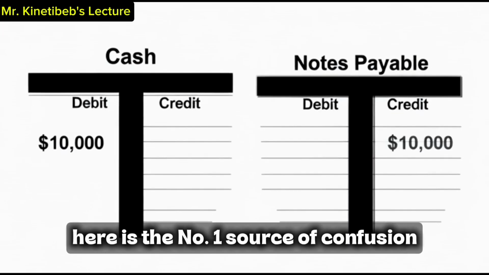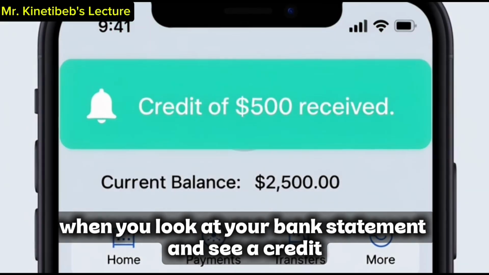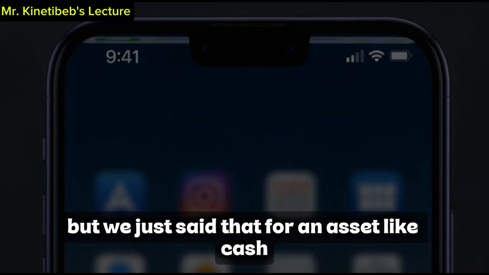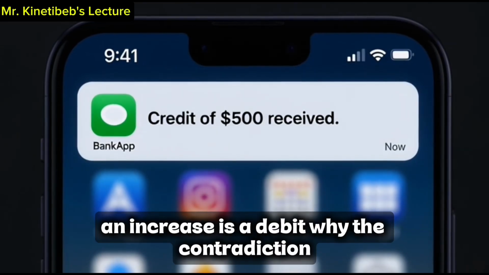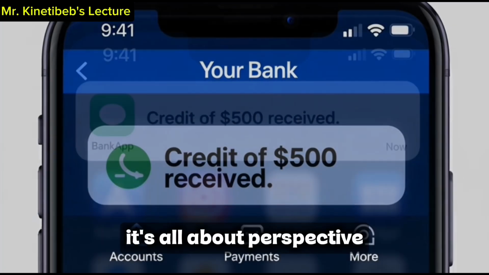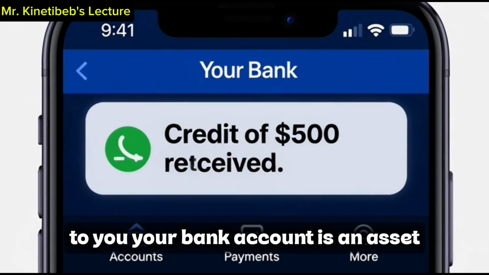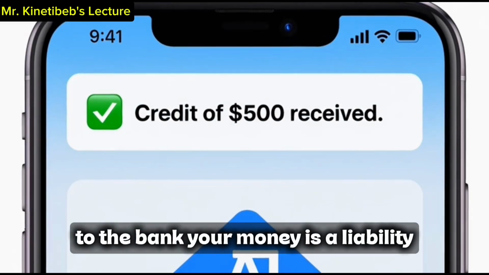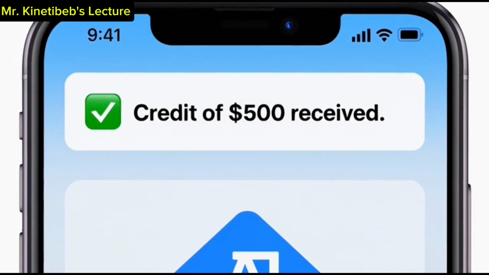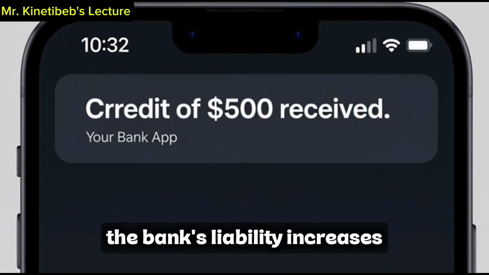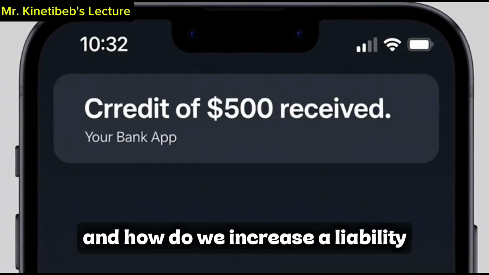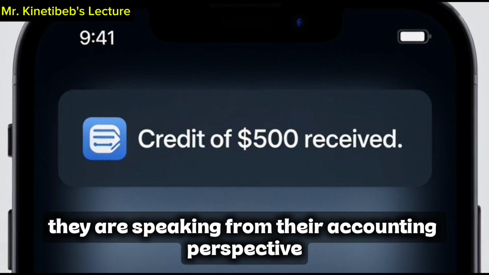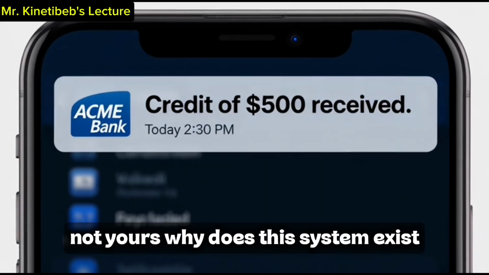Here is the number one source of confusion. When you look at your bank statement and see a credit, it means your balance went up. But we just said that for an asset like cash, an increase is a debit. Why the contradiction? It's all about perspective. To you, your bank account is an asset. To the bank, your money is a liability. It's money they owe back to you. When your balance goes up, the bank's liability increases. And how do we increase a liability? We credit it. So, when the bank credits your account, they are speaking from their accounting perspective, not yours.